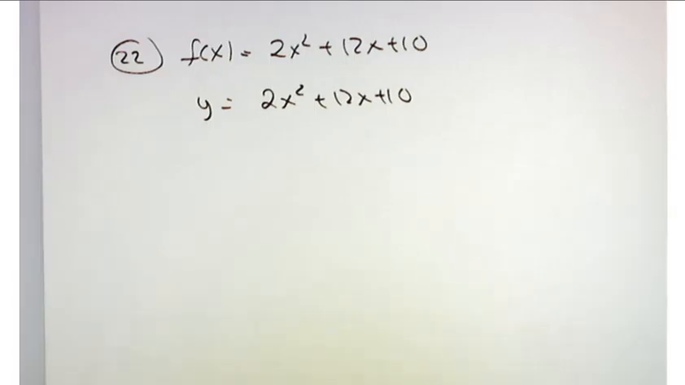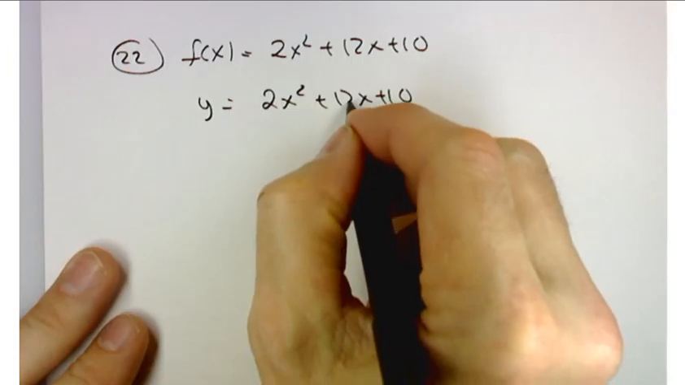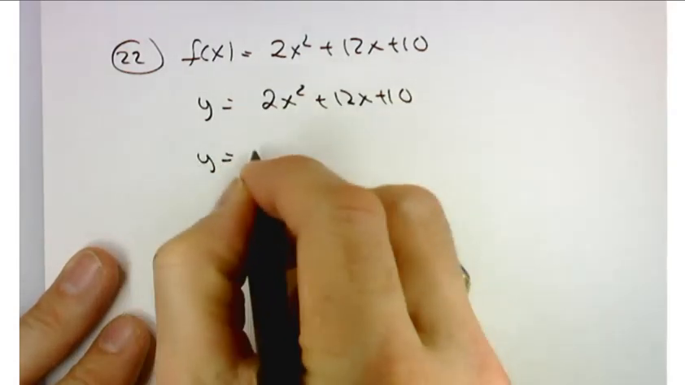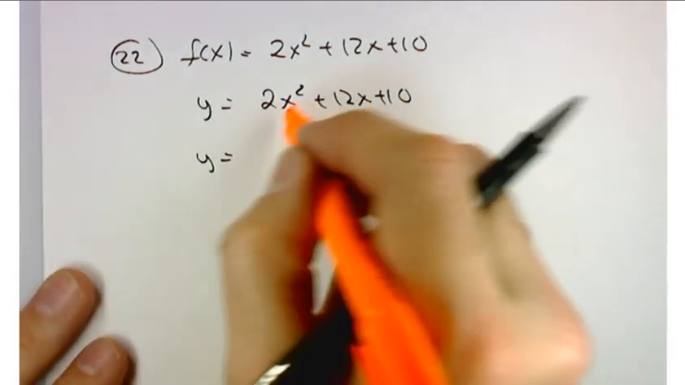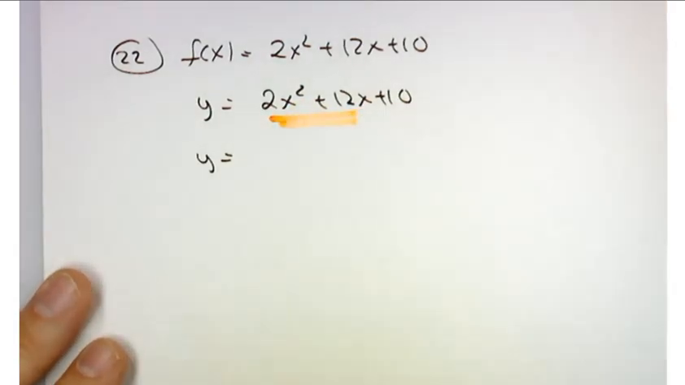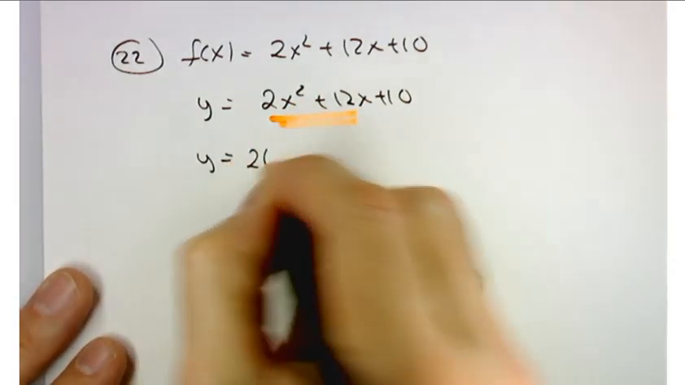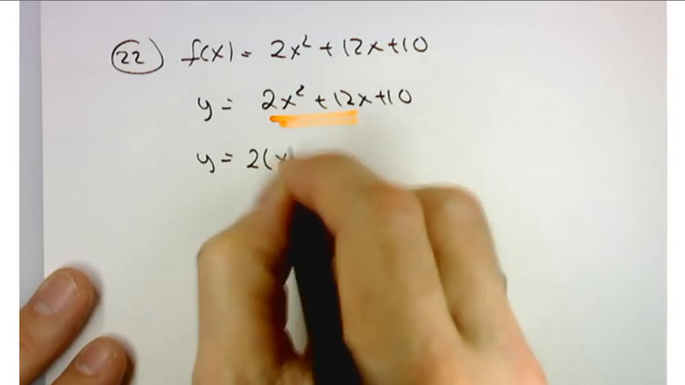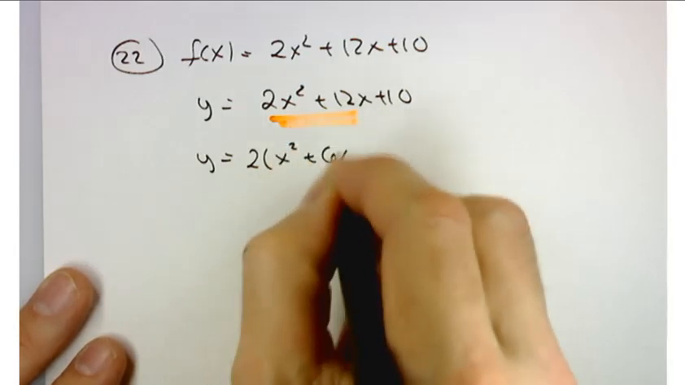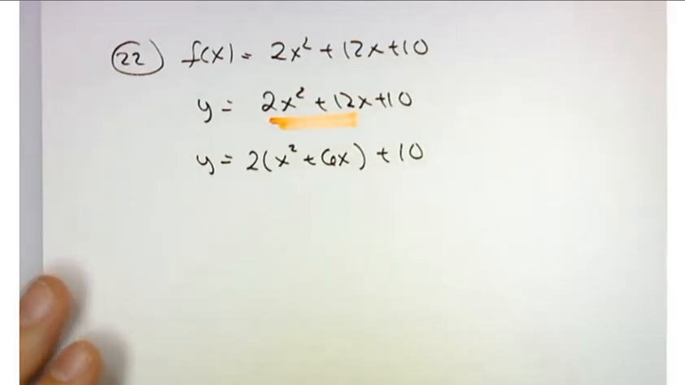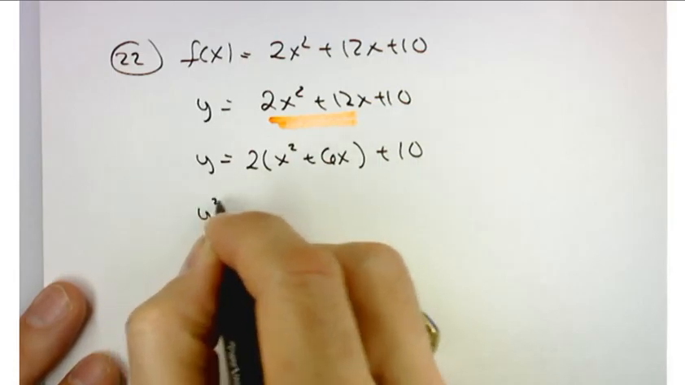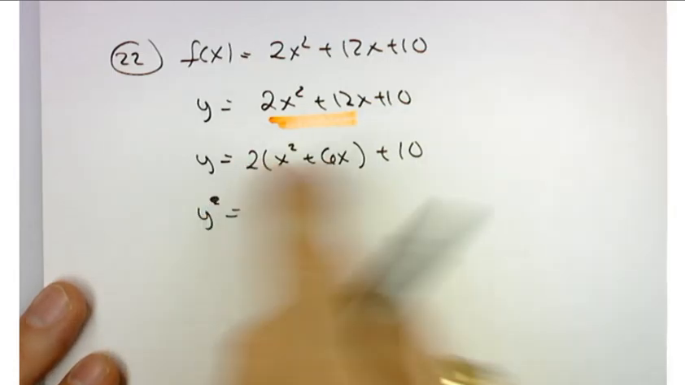Now, let me just show you the way the book does it. Maybe you guys will like it better. I always move the 10 to the other side, but the book doesn't do that. So what the book's going to do is just say, you know what? Let's work with these two terms here. 2 times x squared plus 6x, and I still have the plus 10 here. Okay, so that's fine. But I've got to complete the square inside this polynomial.